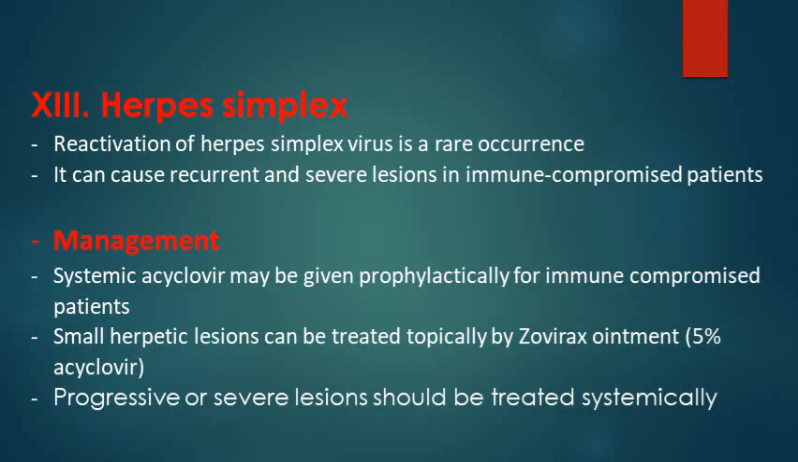Herpes simplex: reactivation of the herpes simplex virus is a rare occurrence. It can cause recurrent and severe lesions in immunocompromised patients. That's why small herpetic lesions we treat with Zovirax ointment, 5% acyclovir, but in progressive severe cases or in immunocompromised patients, we use systemic acyclovir.